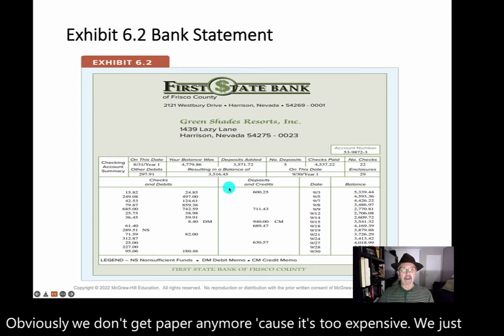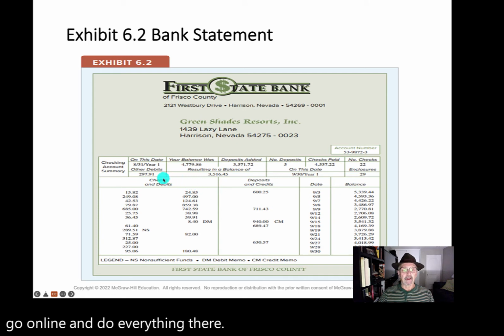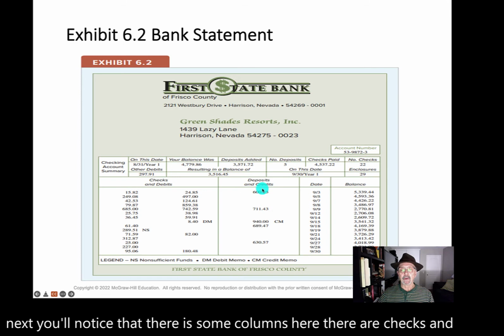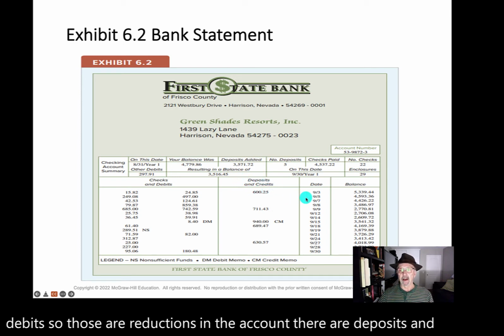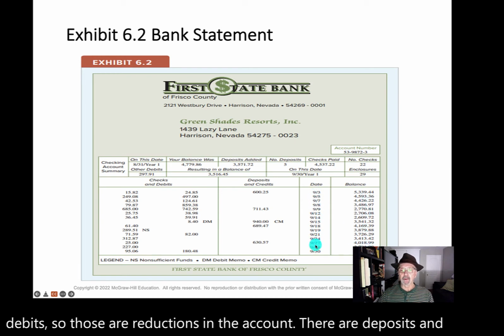Next, you'll notice that there are some columns here. There are checks and debits, so those are reductions in the account. There are deposits and credits. Those are increases to the account. Here's your running balance and the dates of the transactions.